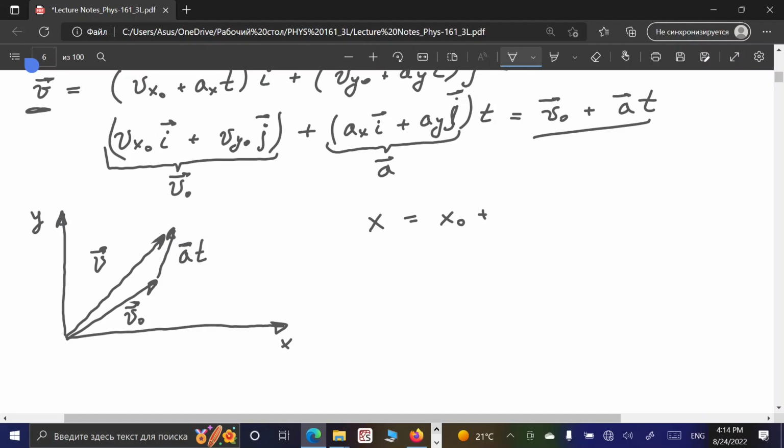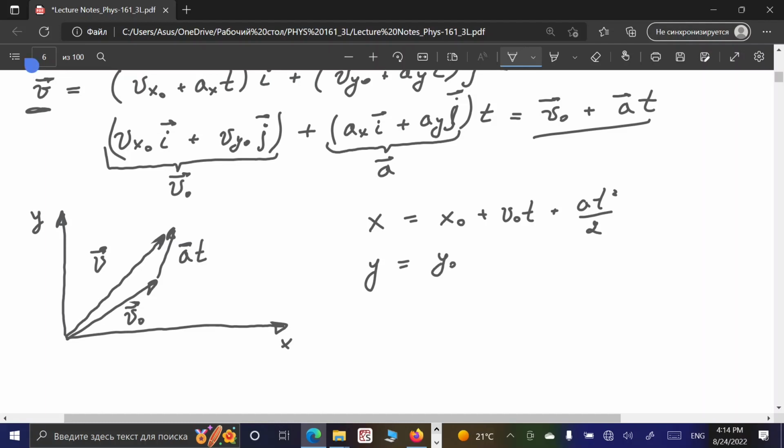V naught, initial velocity, V naught times t, plus a times t squared divided by 2. Good. So we have this equation, and that is actually true for the projection of position vector on axis x. However, since we have two coordinates now, two-dimensional case, we also need to write it for y component.